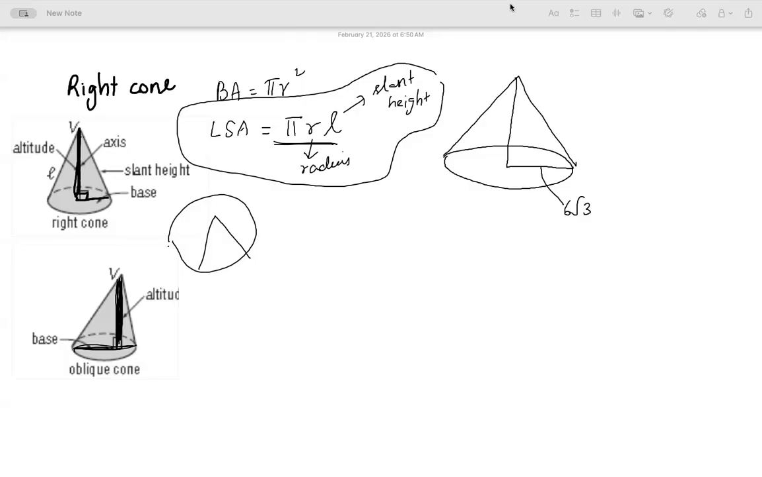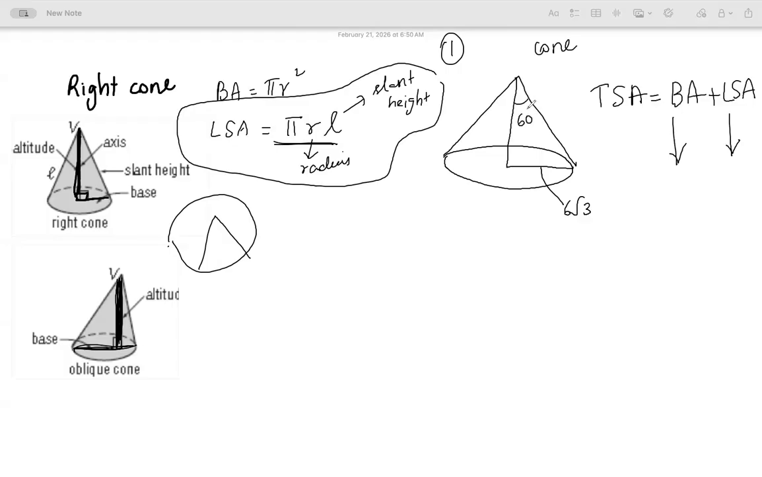Okay, now you're given a cone. This is the first problem we are doing. This is a cone whose radius is 6 root 3. Okay, you know how to find the base area, right? I want you to find the total surface area. Total surface area is what? Is the base area plus the lateral surface area, the curvy part of the cone. So find out this, find out this.